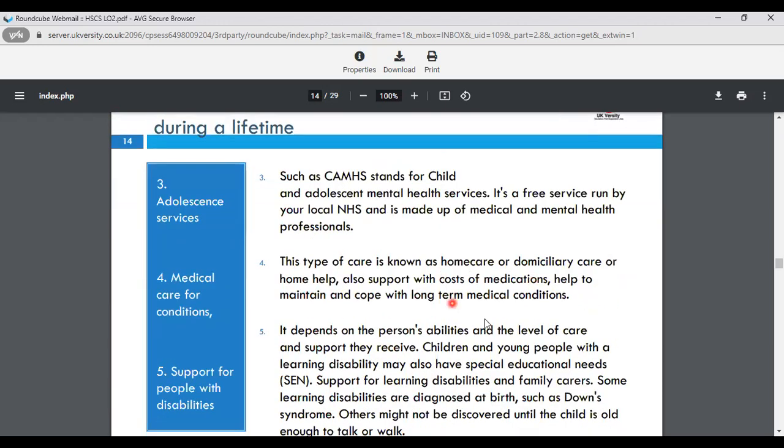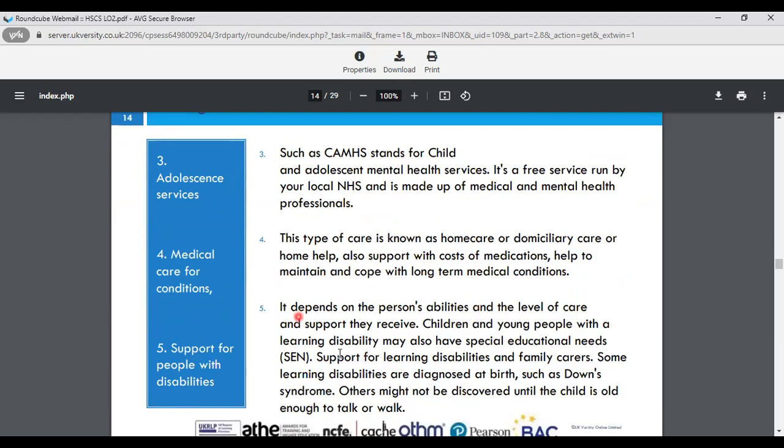You have home care or domiciliary care support, and support with the cost of medication also. For instance, if you're dealing with long-term medical conditions. And it depends on the person's abilities and the level of care and support that they need or they receive.